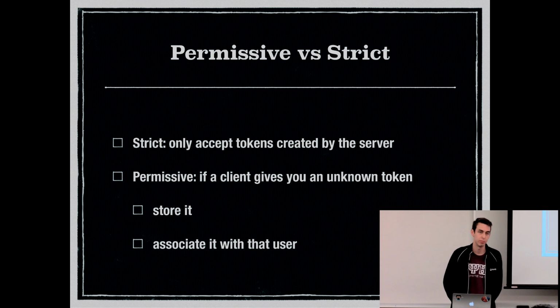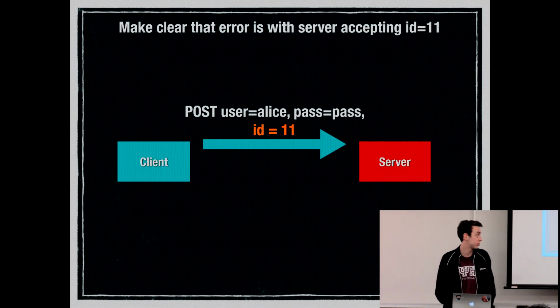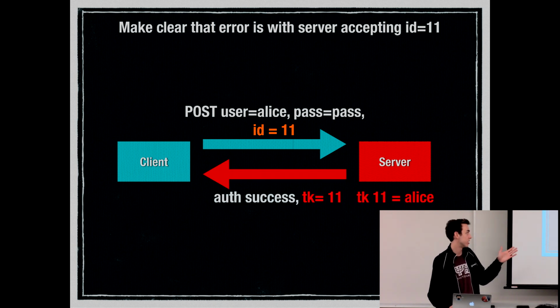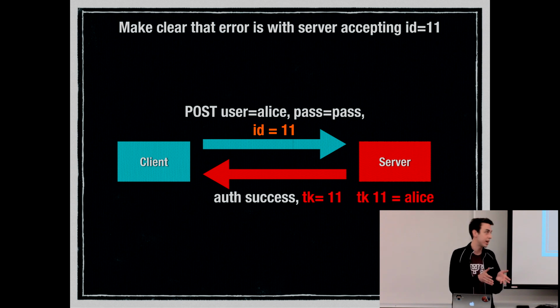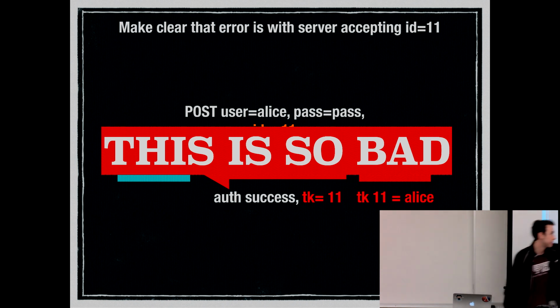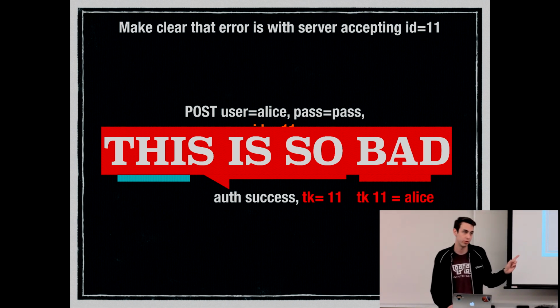Okay, so there's another concept, permissiveness and strictness. Strict means only accept tokens that were created by you, the server. Permissive means you'll accept unknown tokens, which there's this great graphic for. So Alice is authenticating for the first time, and she has a token with her that is 11. And the error happens right here, where the server decides, okay, 11 is a great ID for you, I'm going to keep that and associate it with your account, and then it gives it back. This is really bad. And by the way, the correct way to do this is right here: the server said, no, I'm going to generate my own token for you, and then give that to you.